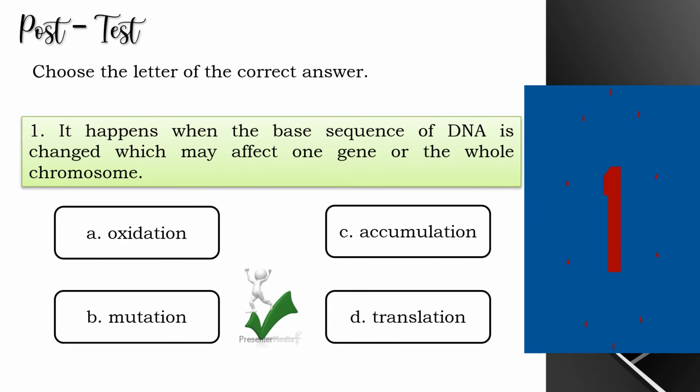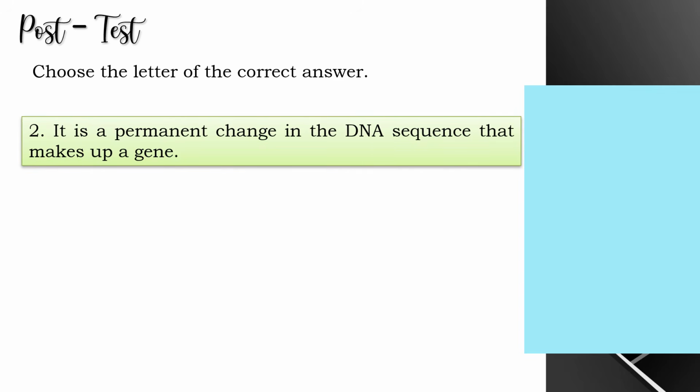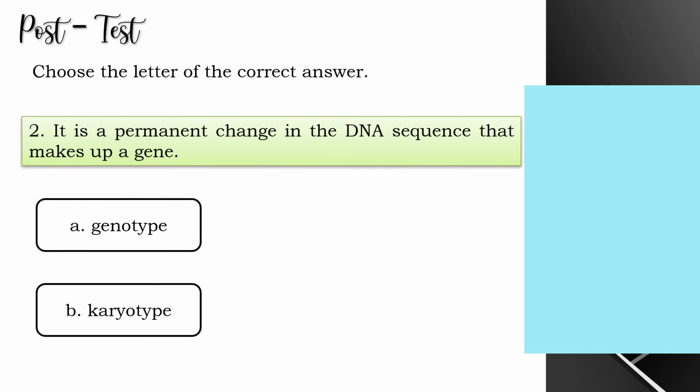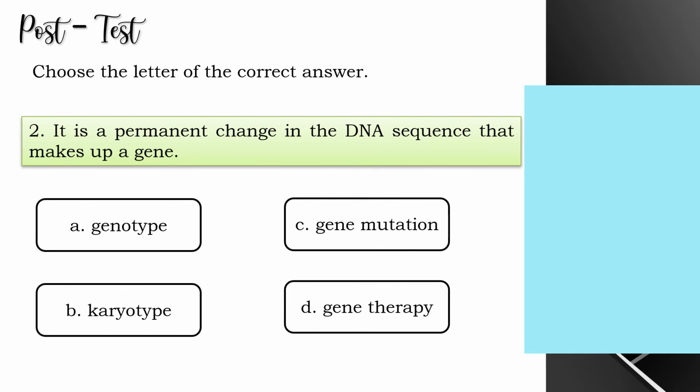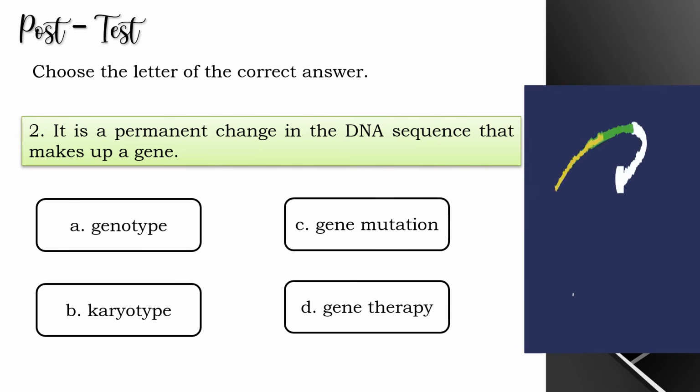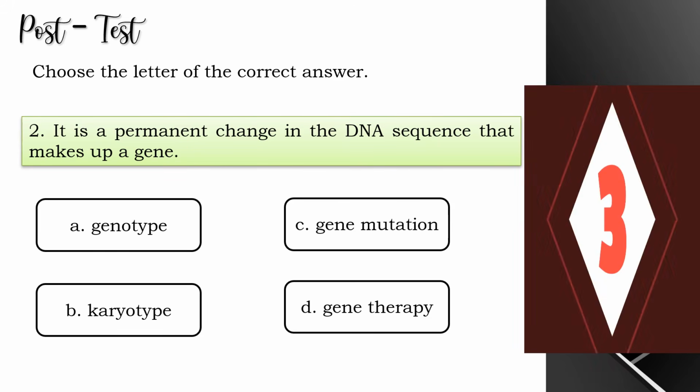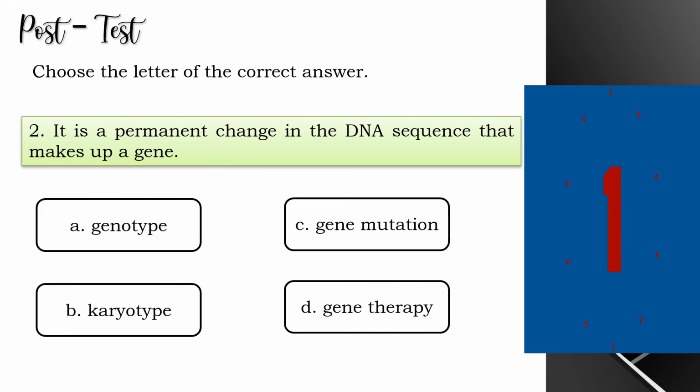Letter B, mutation. That's correct. Number 2. It is a permanent change in the DNA sequence that makes up a gene. What is it? A. Genotype. B. Karyotype. C. Gene mutation. Letter D. Gene therapy. Letter C, gene mutation.